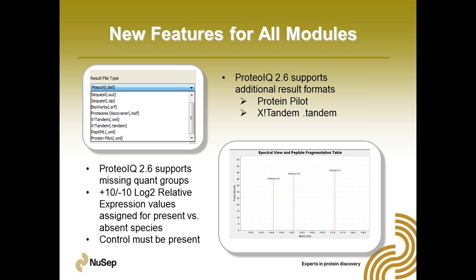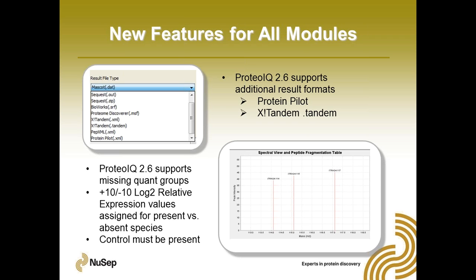The changes to the missing quant group now enable you to quantify things that have a missing channel or a missing run. Here's an example with some iTRAQ data. This is an iTRAQ 4-plex study where we have 114, 115, and 117. 116 is supposed to be there, but it's missing.